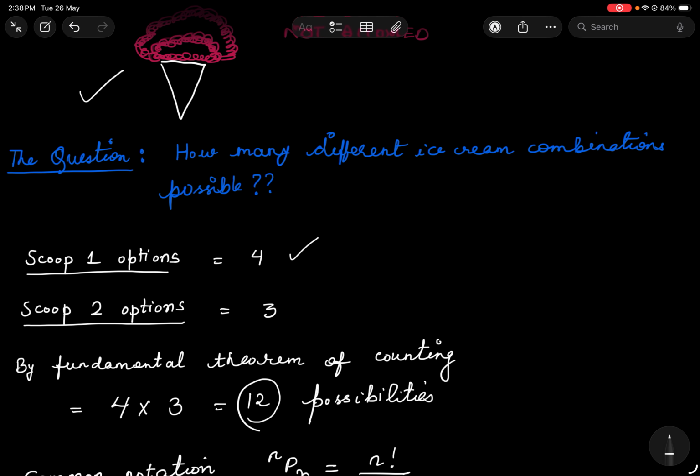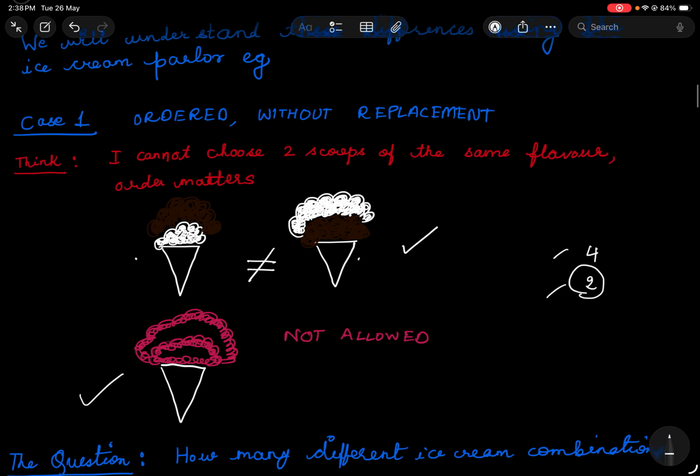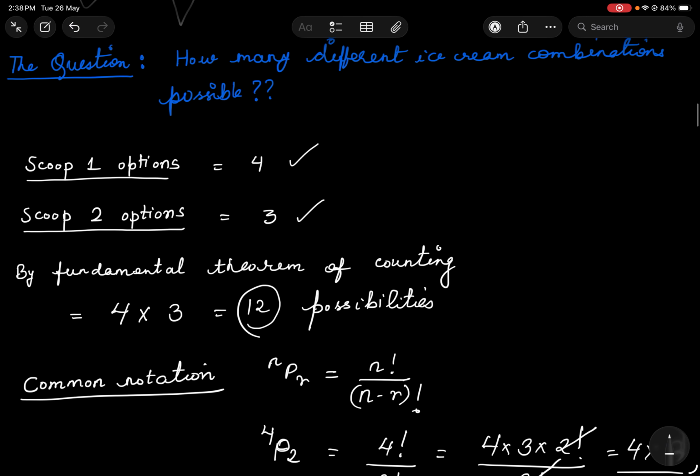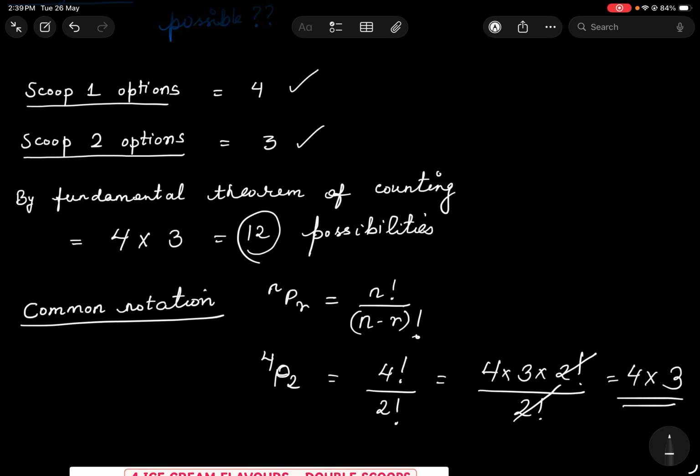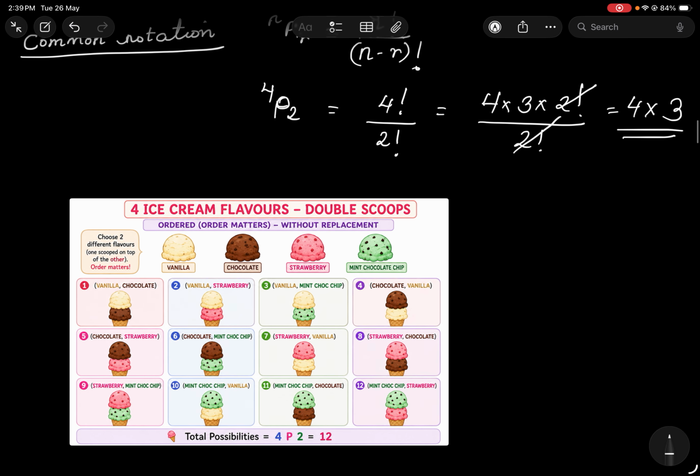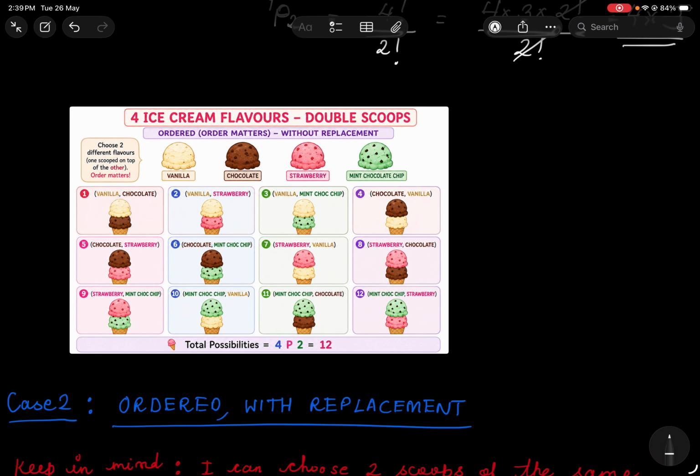And for scoop 2, since I am not allowed to choose the same flavor, suppose I chose a strawberry in the first scoop, then I cannot choose a strawberry in the second scoop. So I only have 3 options left. So the scoop 2 options are 3. Now simply by the fundamental theorem of counting, my total number of options is 4 into 3, which is 12 possibilities. So there are 12 ice cream choices if these are the conditions, and I actually have a small graphic for you as well, which explains what the 12 ice creams are.